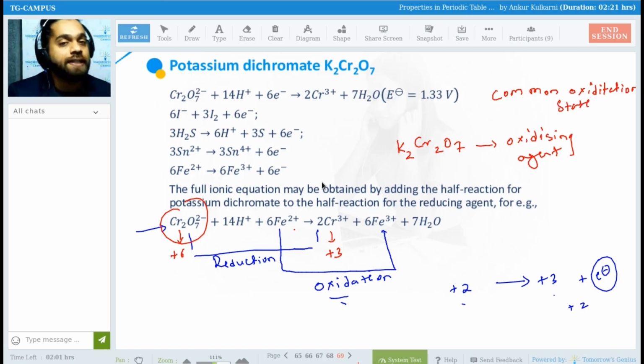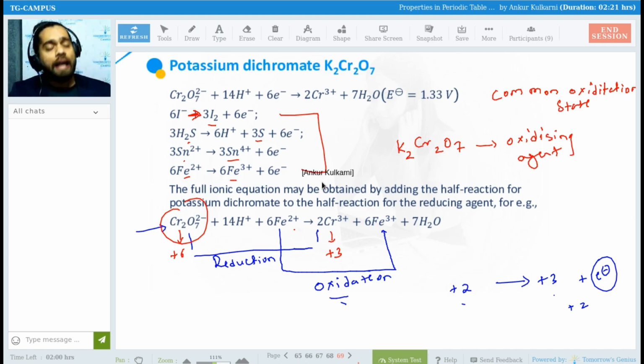Just now over here the same thing is given. I⁻, if you treat it with Cr₂O₇²⁻, it will go to I₂. H₂S, you will get the sulfur precipitate. Sn²⁺, you will get Sn⁴⁺. Fe²⁺, Fe³⁺. What does all of this prove? It proves that your Cr₂O₇²⁻, that is potassium dichromate, is an oxidizing agent. Is it clear, everyone? Give me yes or no.